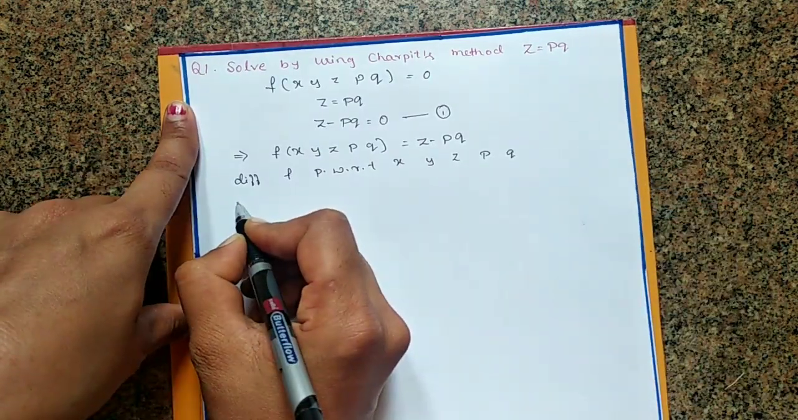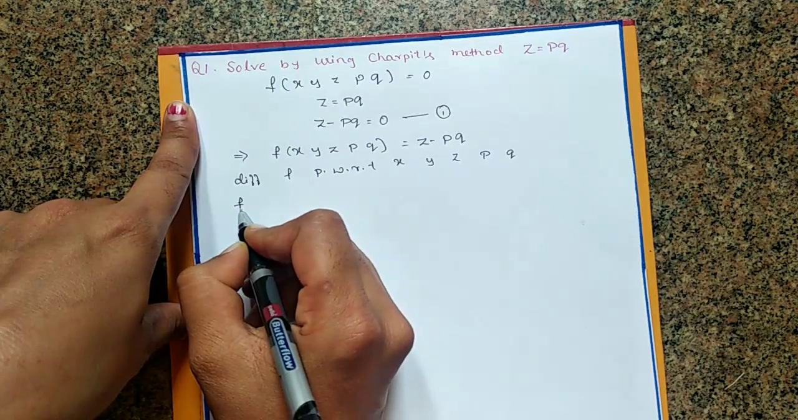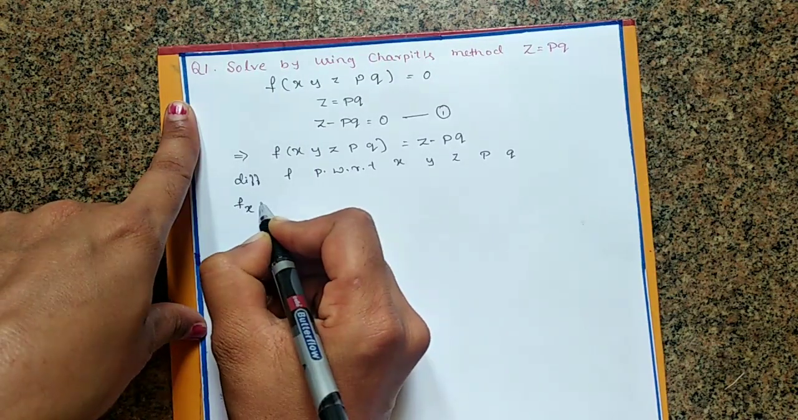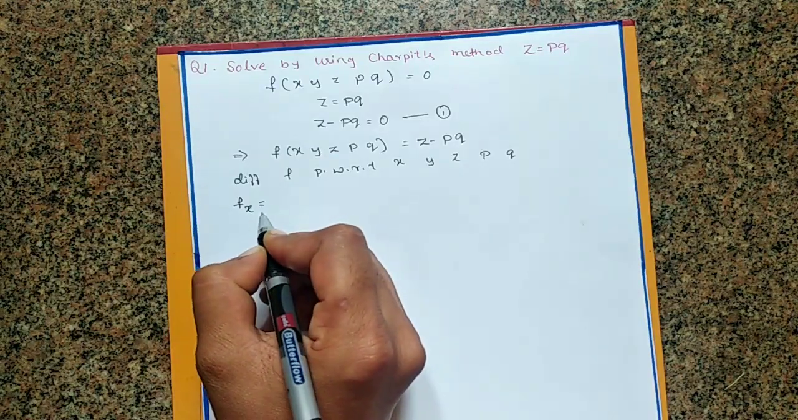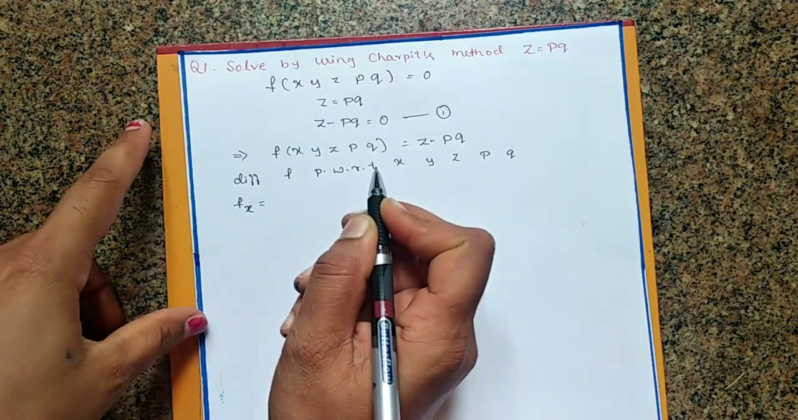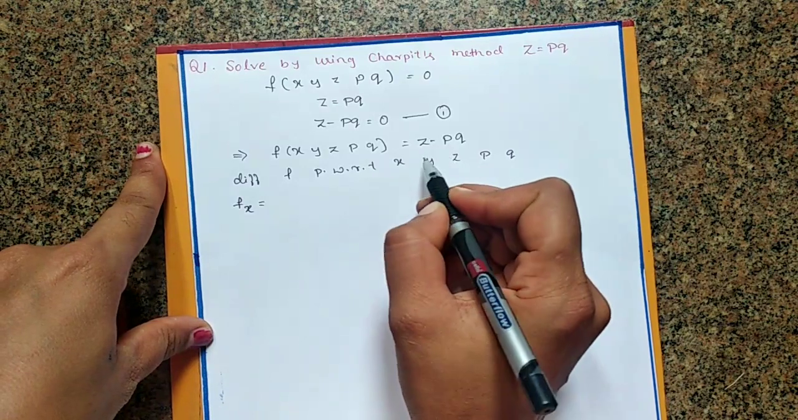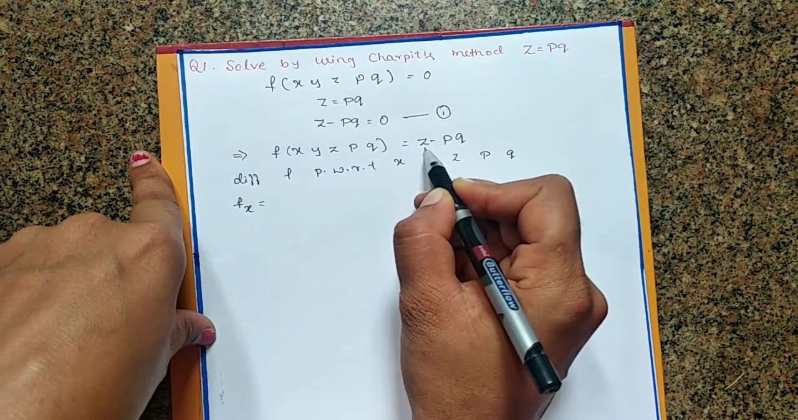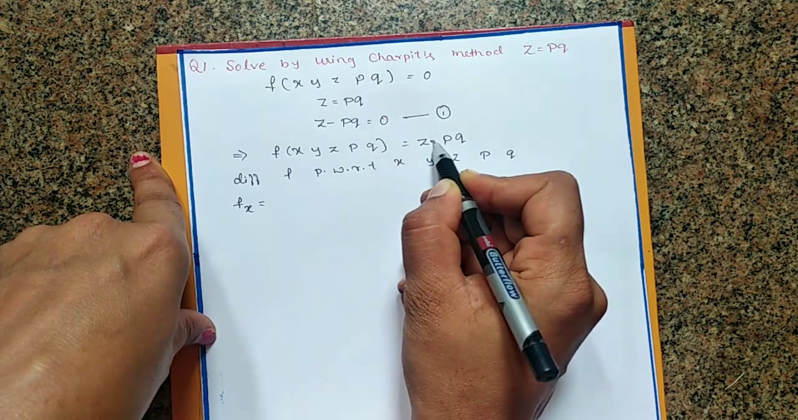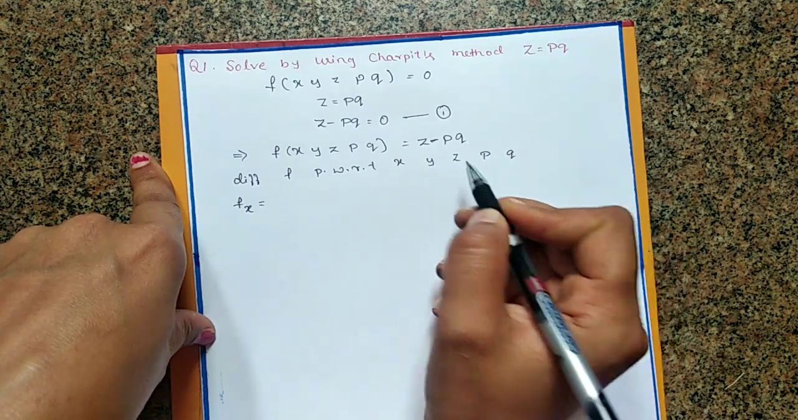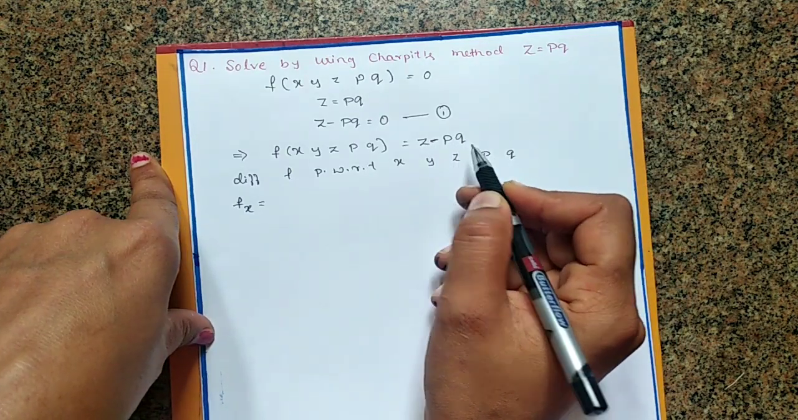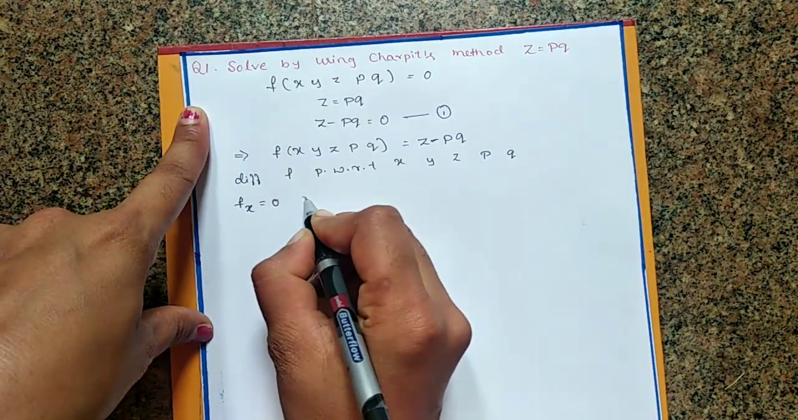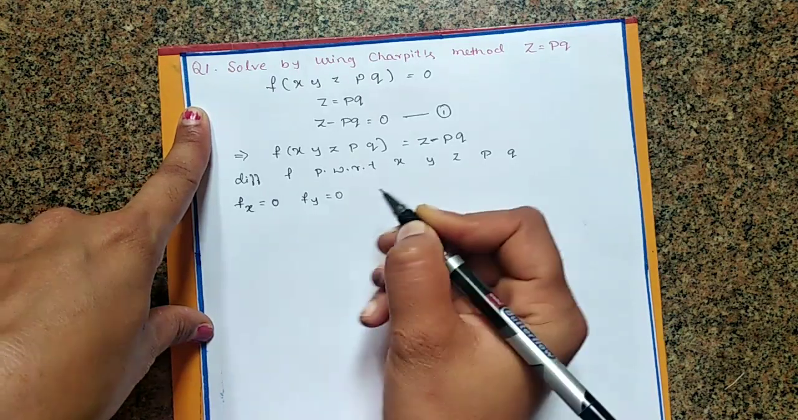First we have to find the partial differentiation of f with respect to x, that is fx. While differentiating partially with respect to x, other variables are treated as constants. With respect to x, z is treated as a constant, so differentiation of z with respect to x is 0. Similarly, p and q are all constants. Therefore, differentiation of pq with respect to x is 0. Therefore, fx is equal to 0. Similarly, fy is equal to 0.